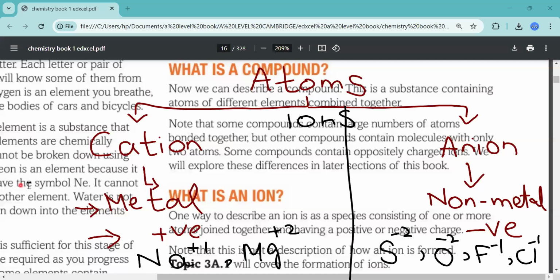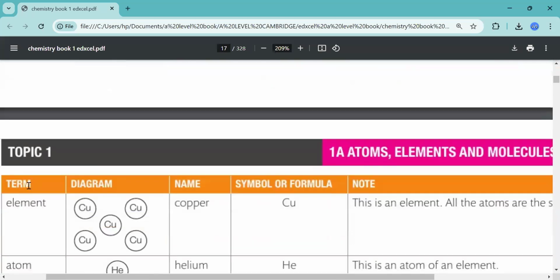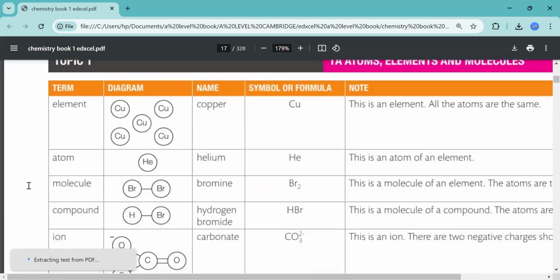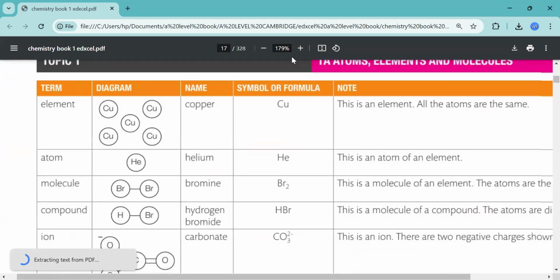Now let me show you the examples. Okay, so look here. Well, the first one, it's an element. The example they show you is copper. The name is copper. The symbol is Cu. This is an element, and the reason is because all the atoms are the same. That's why we will consider this as an element.